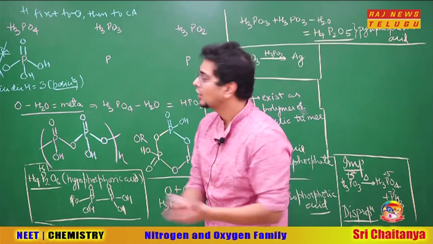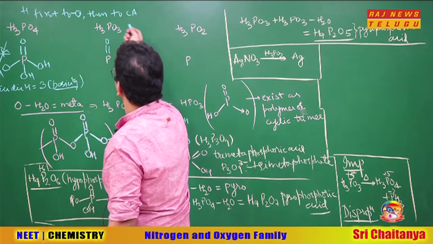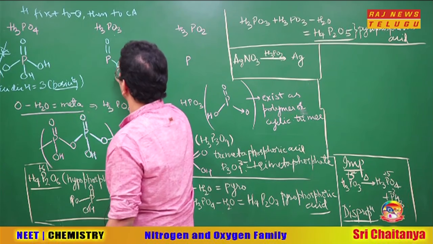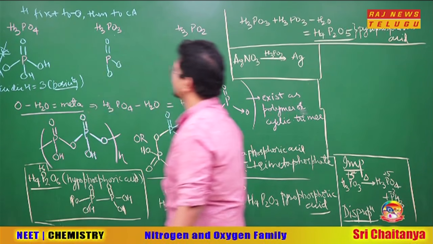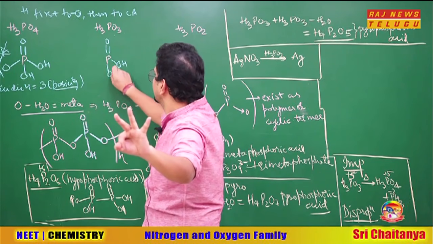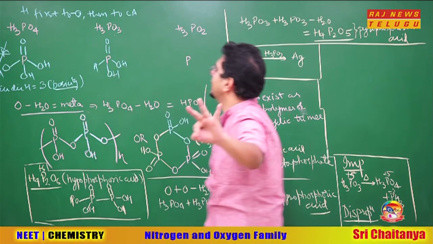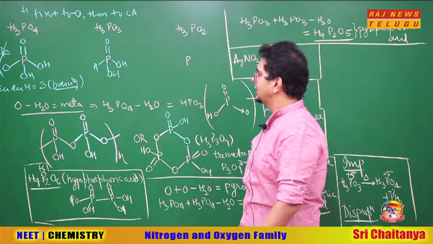Going ahead, H3PO3, 1 oxygen has double bond O. How many left? Out of 3, 2 left. So 1, 2 oxygens came like this. Hydrogen 3. So firstly I will give to the single bonded oxygen, then to the next single bonded oxygen, and then hydrogen will be given to the central atom, because there is no oxygen left now.